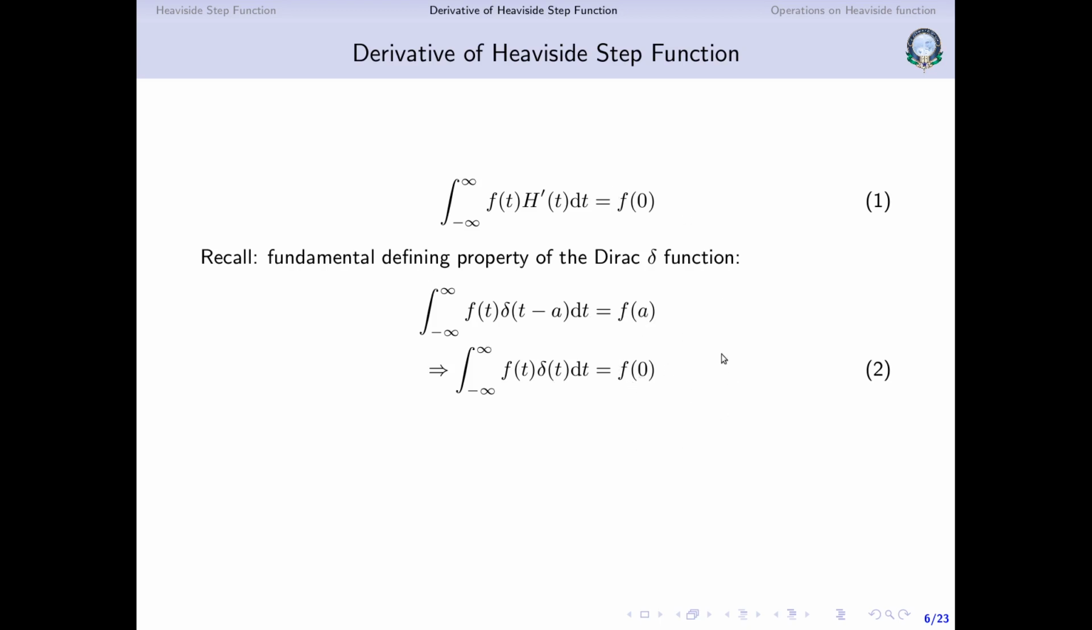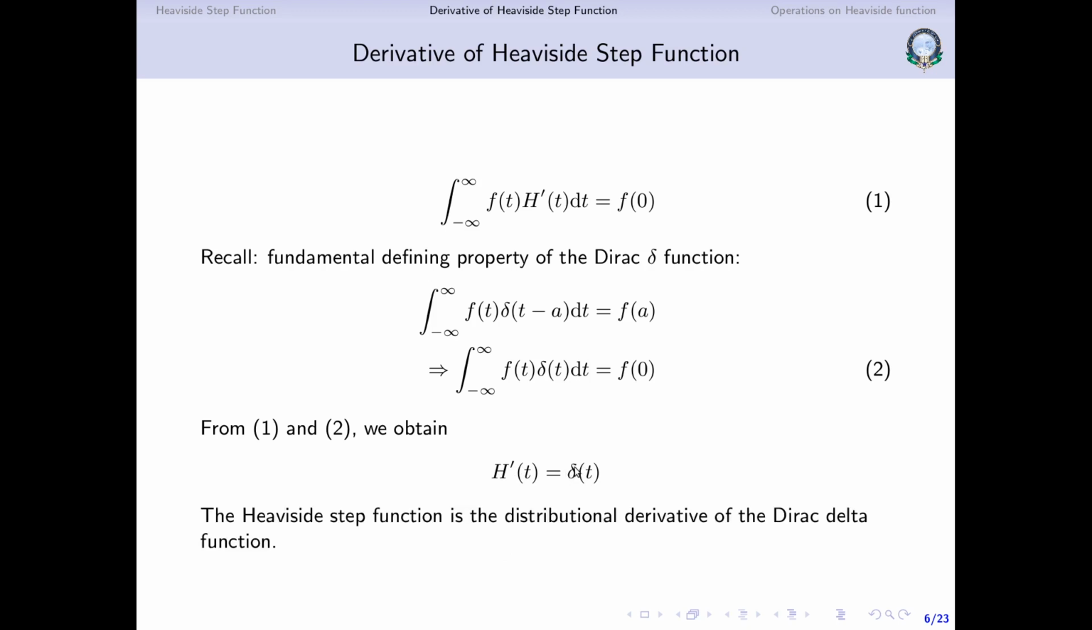Now if you compare these two equations 1 and 2, f of t is just the same here. On the right hand side we have f evaluated at 0. That means in the integrand, this part, that is h prime and delta of t, must be equal. So this gives us that the derivative, or rather I should say the distributional derivative of the Heaviside step function, is indeed equal to the Dirac delta distribution.